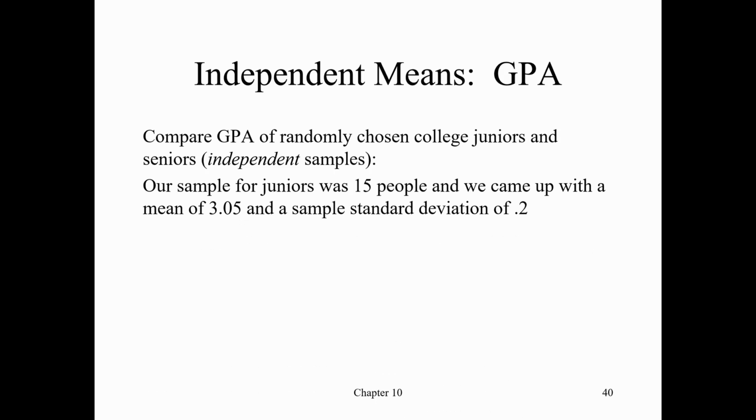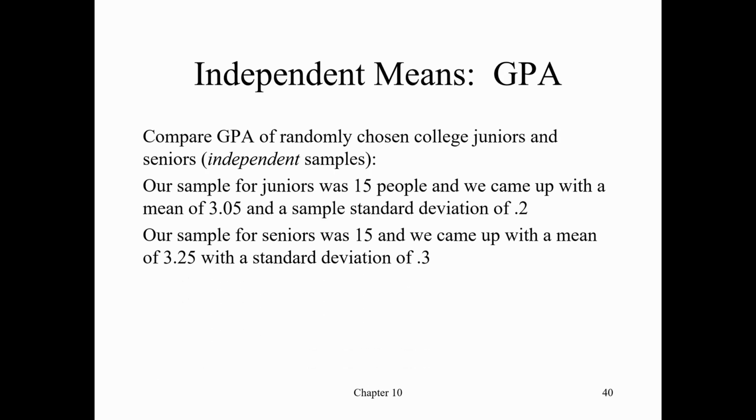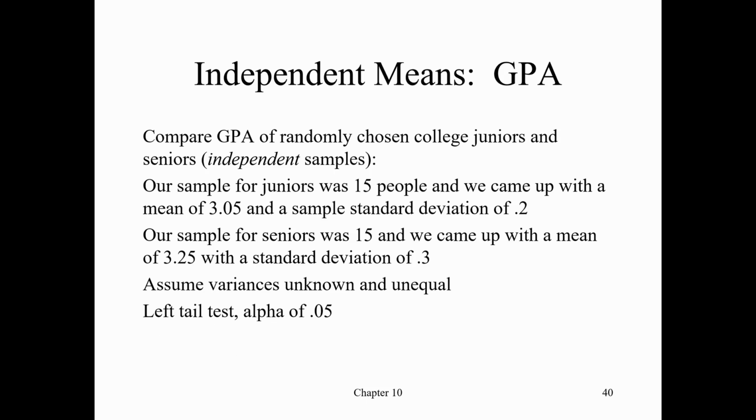Our sample for juniors is 15 people, and we came up with a mean of 3.05 GPA with a standard deviation of 0.2. For seniors, it was 3.25 with a standard deviation of 0.3. Also got 15 people from that population of seniors as well. Assumed variances are unknown and unequal. That's the only case that we'll do in this class. Left tail test, alpha of 0.05.